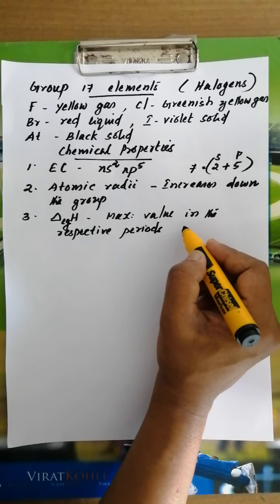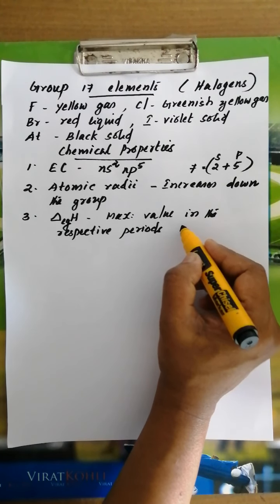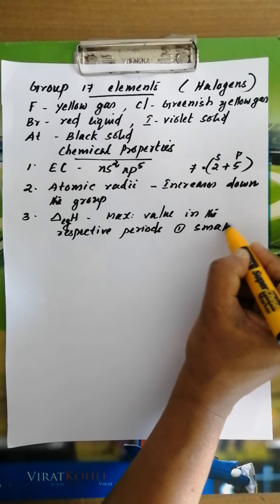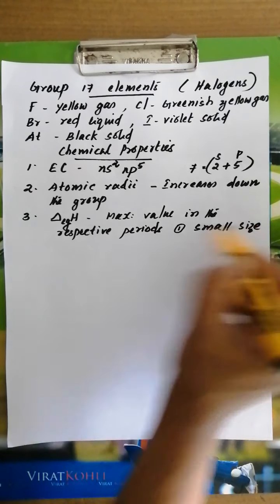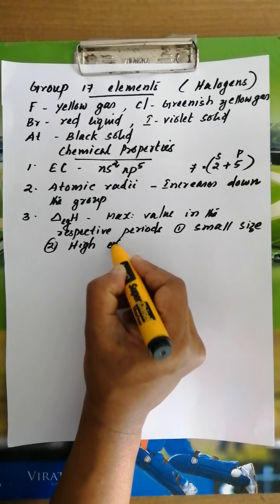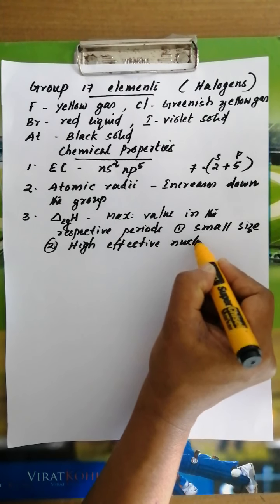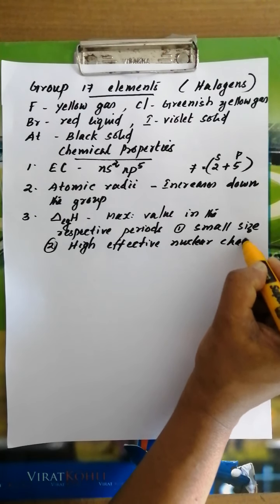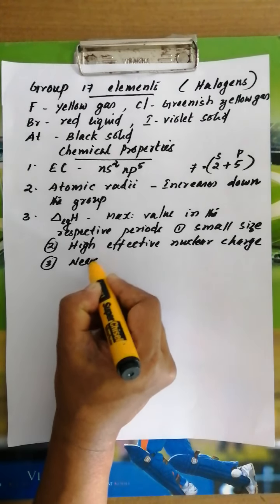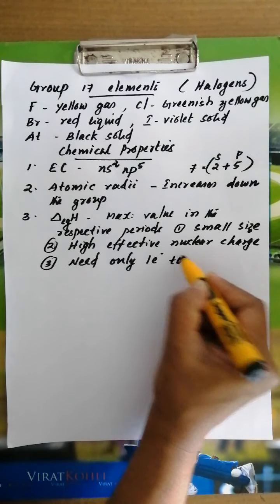And the reason why they are exhibiting high values lies in the fact that they have small size. They have high nuclear charge, high effective nuclear charge. The most important point is they need only one electron to complete the octet.